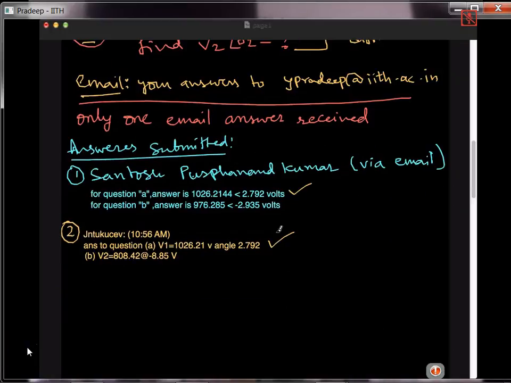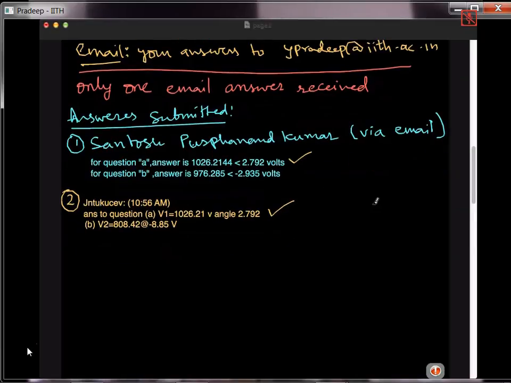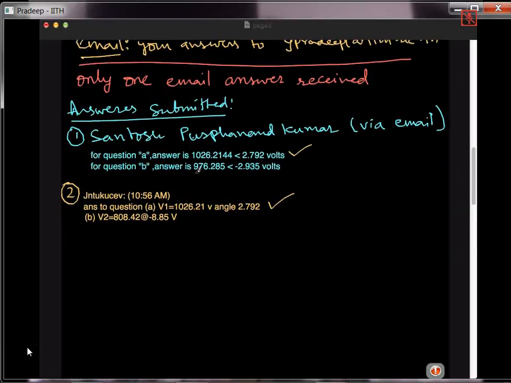Question 1 is easy, so that's why I imagine the answer is matching. Whereas coming to the second question, here the answer is 976 and here the answer is 808. So it is not matching. Similarly, the angle is minus 2.935 degrees, whereas here it is minus 8.85 degrees. So even the angle is not matching, magnitude is not matching. But what about the correct answer? I have only received two answers so far.